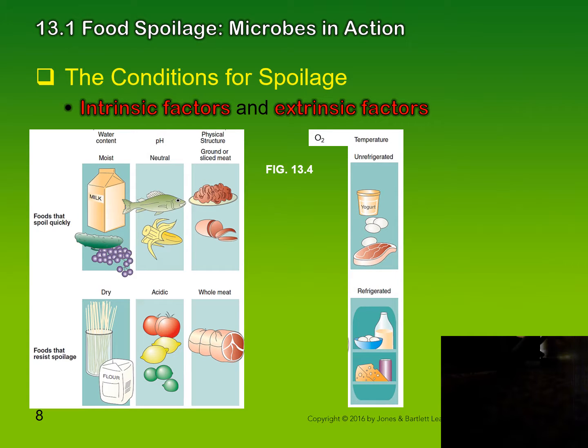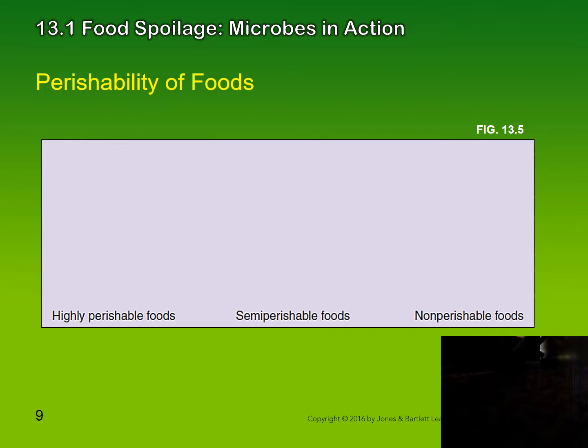Now, extrinsically, things like the temperature: you can either freeze something or refrigerate it. We all know that from thinking back to milk. You always keep the milk in the refrigerator because you want to keep the microbial counts low, and bacteria just don't grow at lower temperatures. So the perishability of food is based on the growth conditions.